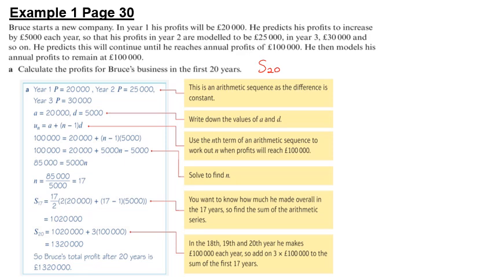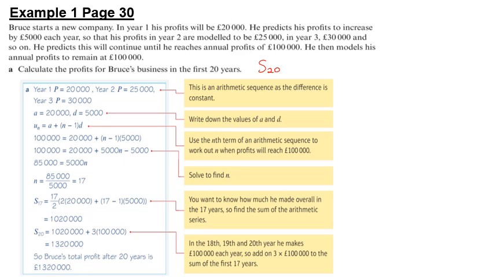And that's going to find the sum, or how much profit is made in total over 20 years. The only problem with that is that this arithmetic sequence isn't going to continue in the same way forever. He thinks that once he gets up to £100,000, it won't carry on increasing by £5,000 each year. He thinks it's going to stay at £100,000.